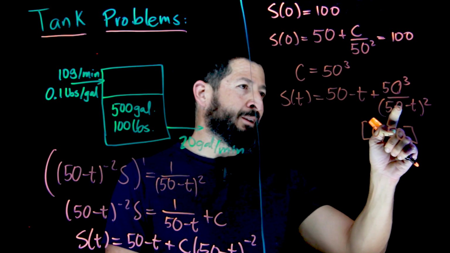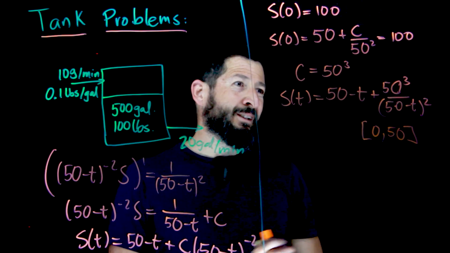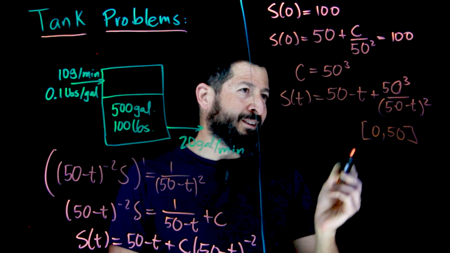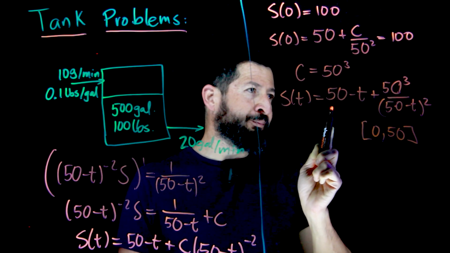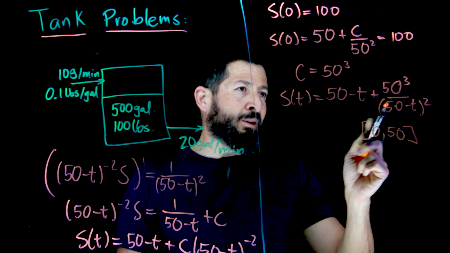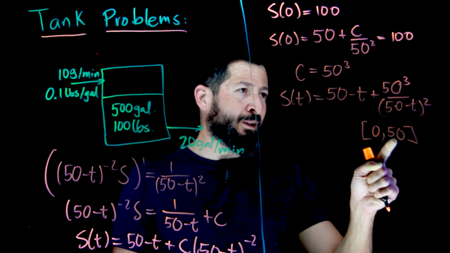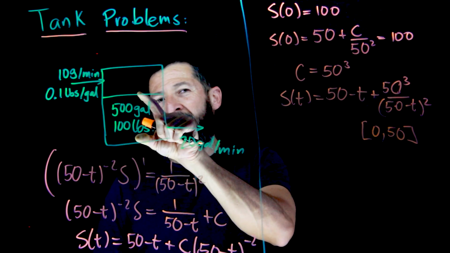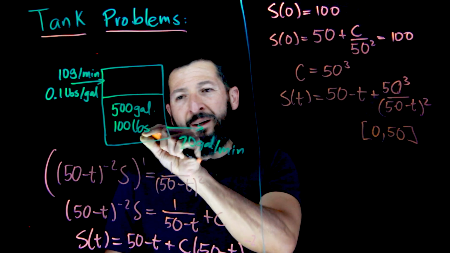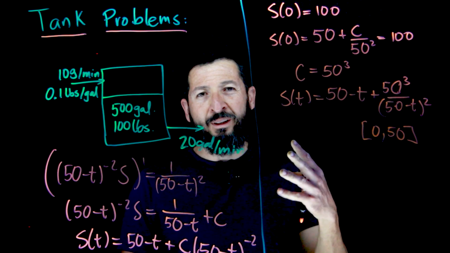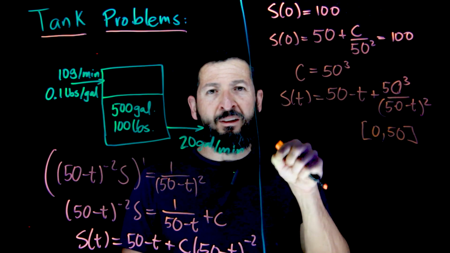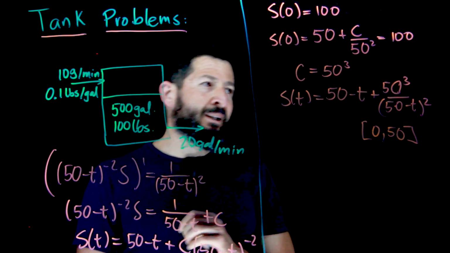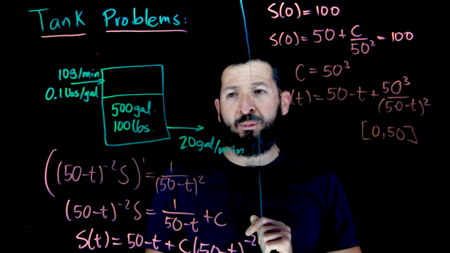That's why I cannot really talk about the limit as t goes to infinity. And you can see that I cannot even plug in t equals 50, because at that point the concentration would go to infinity, because the volume went down to 0. Since concentration is amount of salt divided by volume, then this term would blow up to infinity.